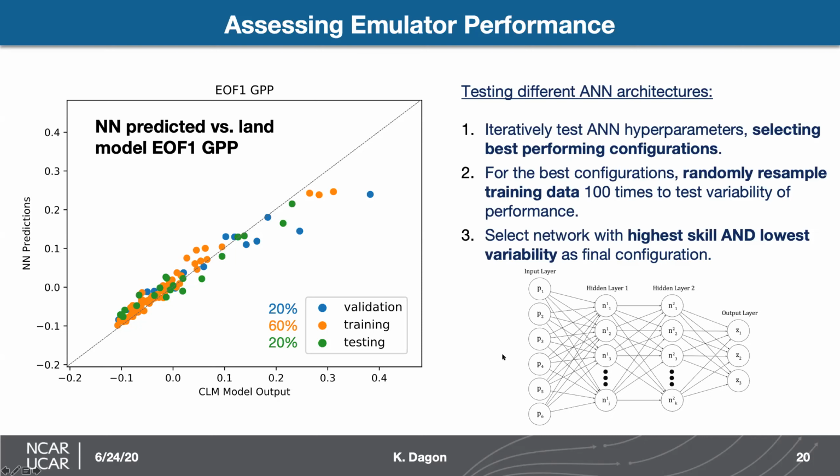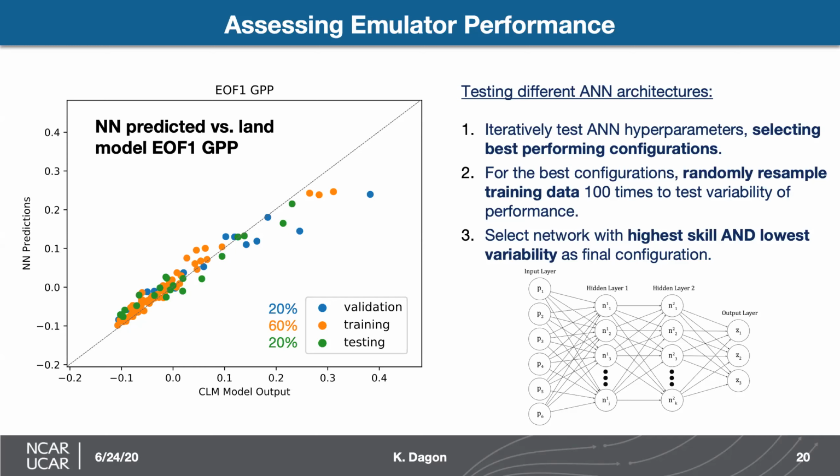And again, just to remind you how I went about assessing the performance of different architectures: I iteratively tested different hyperparameters, selecting the best performing configurations. But then step 2, which I haven't talked about yet, is that for those best performing configurations, I randomly resampled the training data 100 times to test the variability of performance.